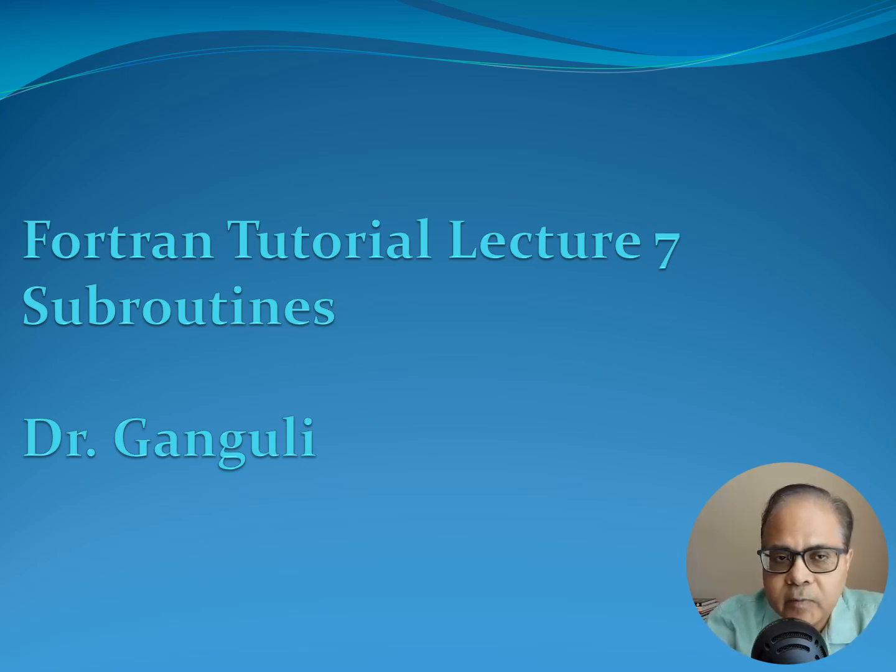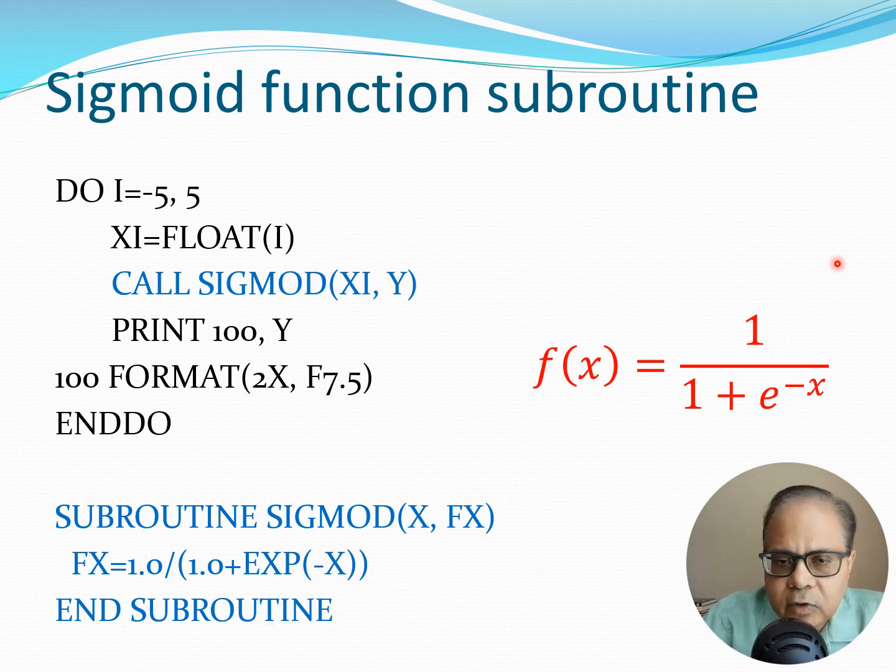I am Dr. Ganguly. Now let us look again at the sigmoid function, which is widely used in neural networks and machine learning. The sigmoid function is given by f of x equals 1 divided by 1 plus e to the power negative x, and we are going to write a subroutine to calculate it. One thing the subroutine does is return values in the argument list, so the argument list is very important.